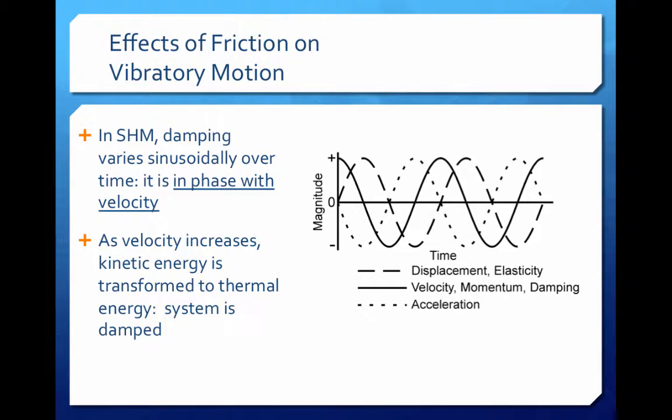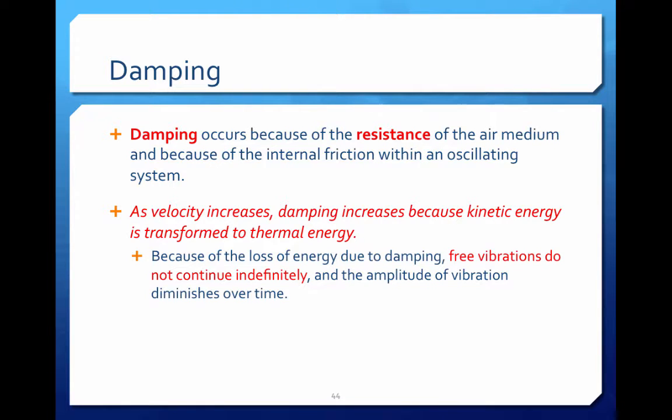In simple harmonic motion, the damping varies sinusoidally over time and is in phase with velocity. As velocity increases, kinetic energy is transformed to thermal energy, and the system is damped. Damping occurs because of the resistance of the air medium and because of the internal friction within the vibrating system. As velocity increases, damping increases because kinetic energy is transformed to thermal energy.